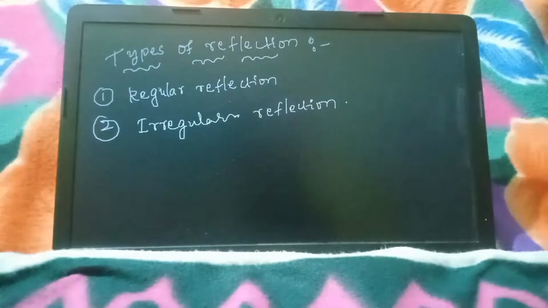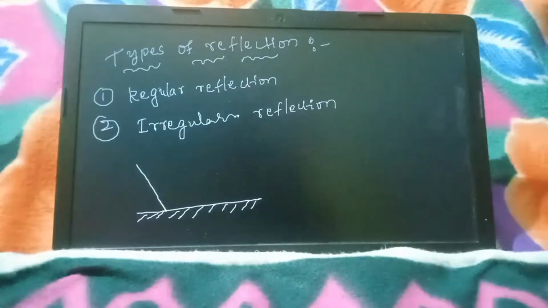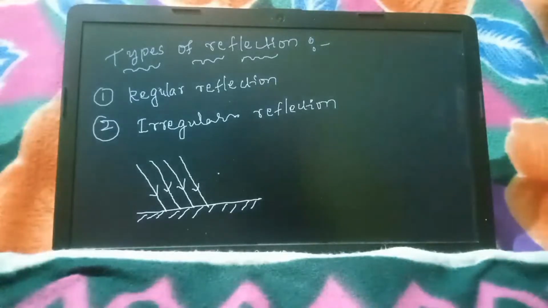So here you can see I am taking this plane mirror. I'm considering the plane mirror. Okay, so I'm taking the incident rays. These all are incident rays, and all are parallel to each other.